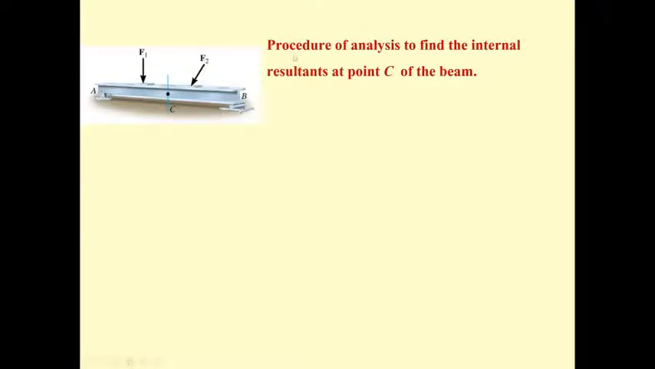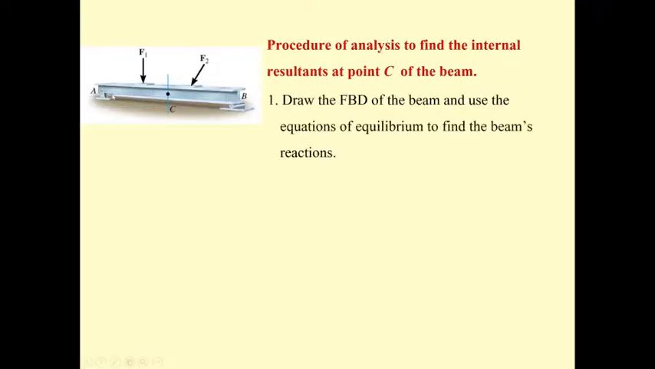For the procedure to find the internal forces and moment at C, we first draw the free body diagram of the whole beam. Okay, and for the free body diagram, A is the pin, so you get A sub x and A sub y, and B again is the roller, so we get B sub y.